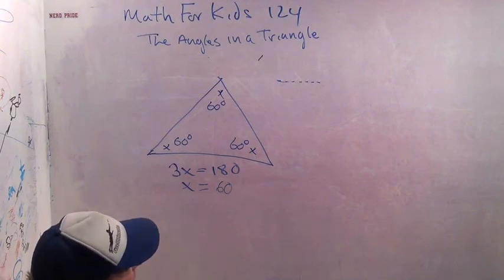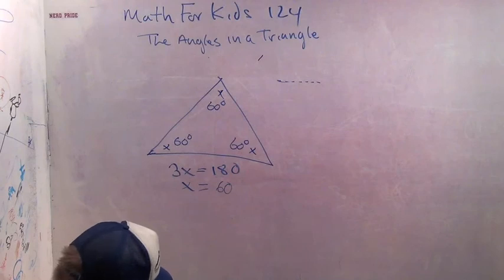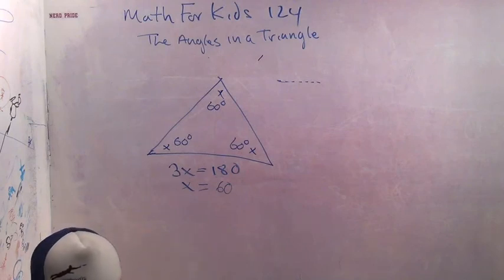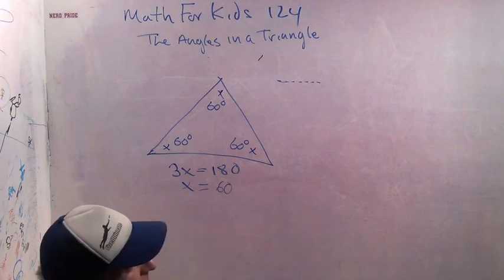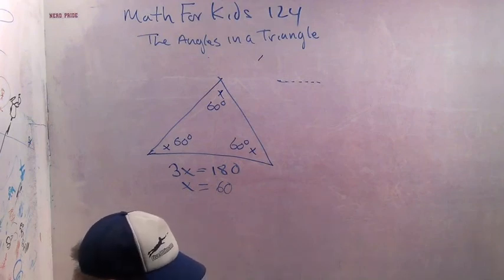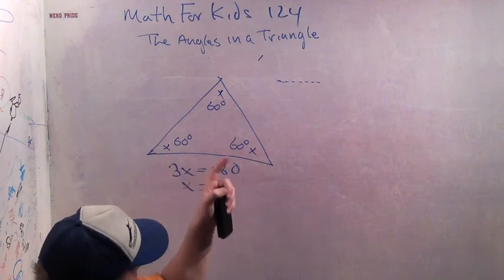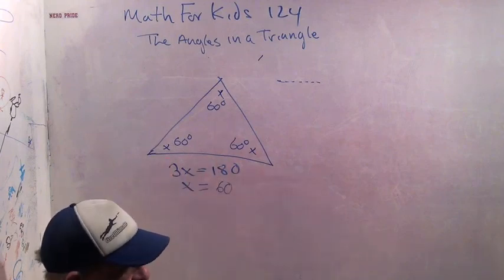Pretty neat, right? So you just learned a really fun fact tonight: no matter what triangle you draw, the angles of that triangle add up to 180 degrees. That's pretty cool. So the angles in a triangle add up to the same as a straight line. Who would have thought that?